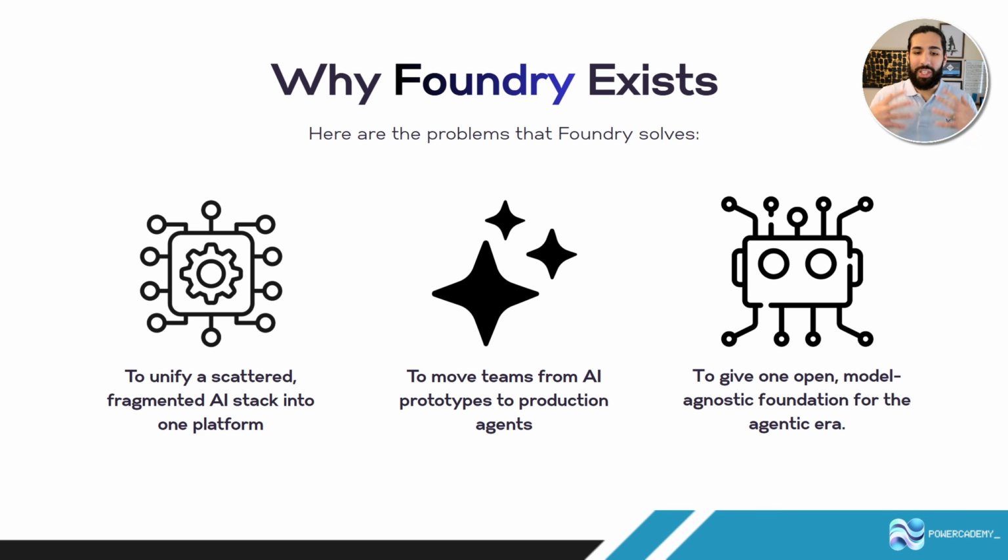Then the second point, which is to move teams from AI prototypes to production agents. So the core sell of Microsoft Foundry is it's an all-in-one tool, right? So it allows you to build the agents from scratch. It allows you to choose the specific model through a category of models, allows you to connect them together and then deploy and observe them so you can see how to make your agents better that are actually working out in the wild and in front of your customers.